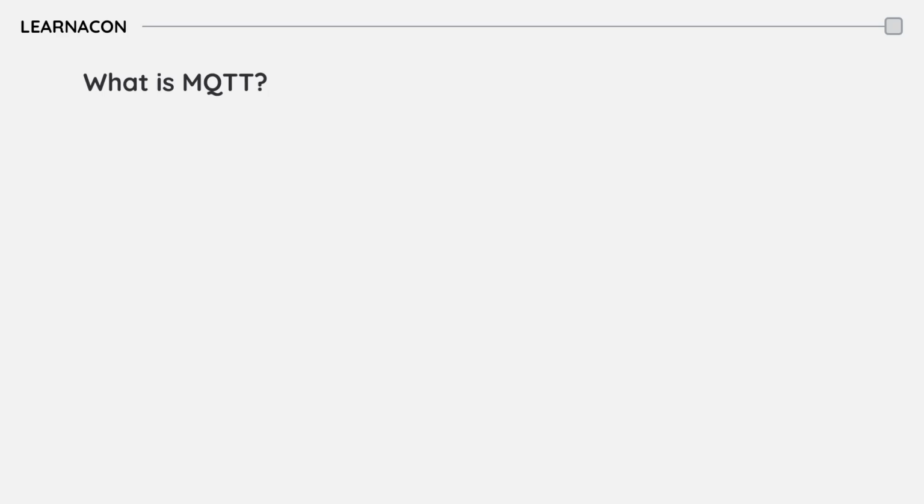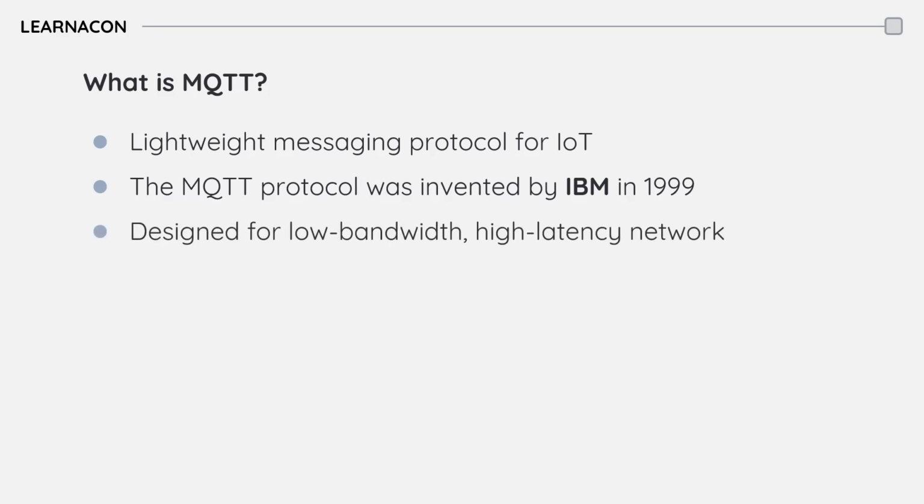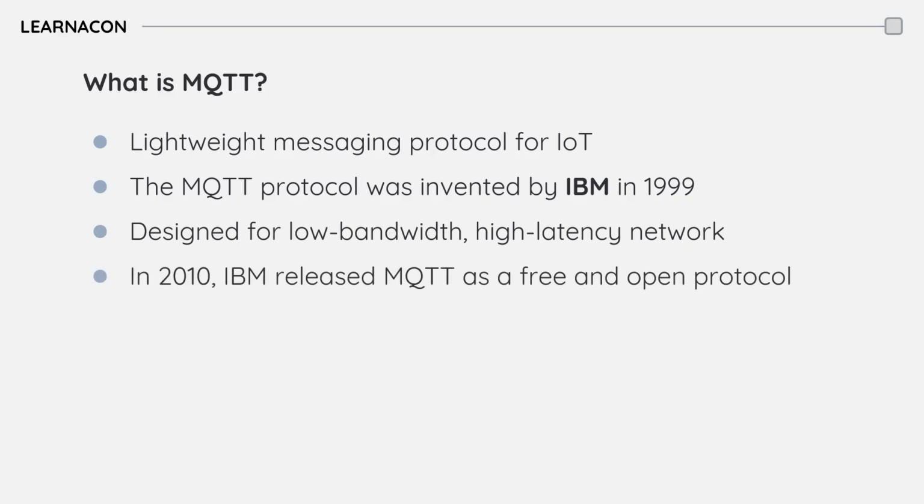MQTT stands for Message Queuing Telemetry Transport. It's a messaging protocol designed specifically for machine-to-machine communication. Lightweight and highly efficient, MQTT is ideal for connecting devices in the Internet of Things. Originally developed by IBM over 2 decades ago, MQTT was created to solve a critical challenge: enabling devices to communicate reliably over unstable or low bandwidth networks. Over a decade later, IBM released it as an open protocol to encourage broader adoption and community-driven development.